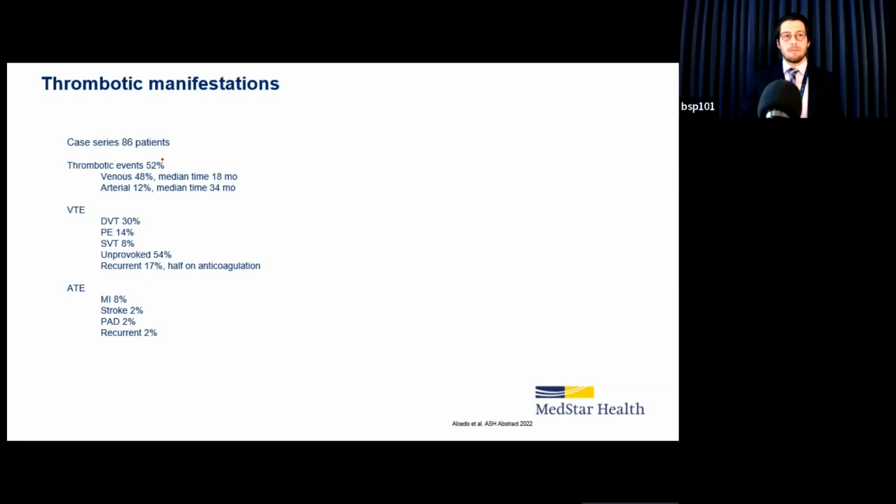Of course, the pathophysiology of this is still being explored, but it is even more prothrombotic than what we think about all the time when we're thinking about thrombophilias, right? Like factor V Leiden, prothrombin. So this is a real prothrombotic condition. Among these patients, 48% had venous thrombosis that usually manifests earlier in the disease, around 18 months after symptom onset, and 12% had arterial events that manifest later.